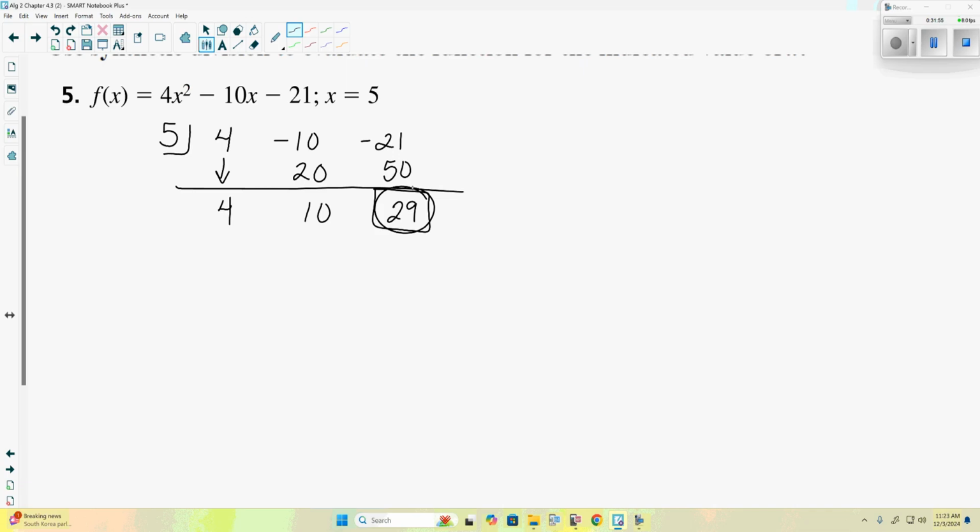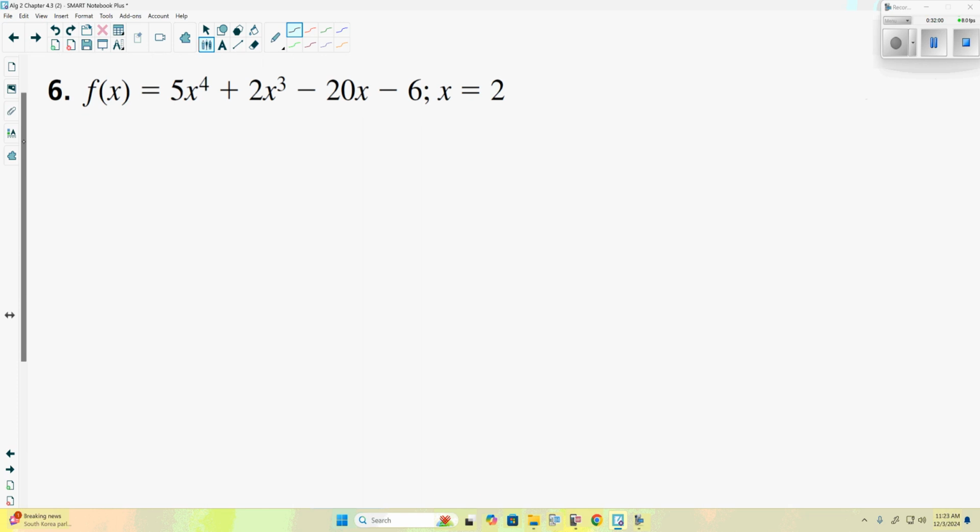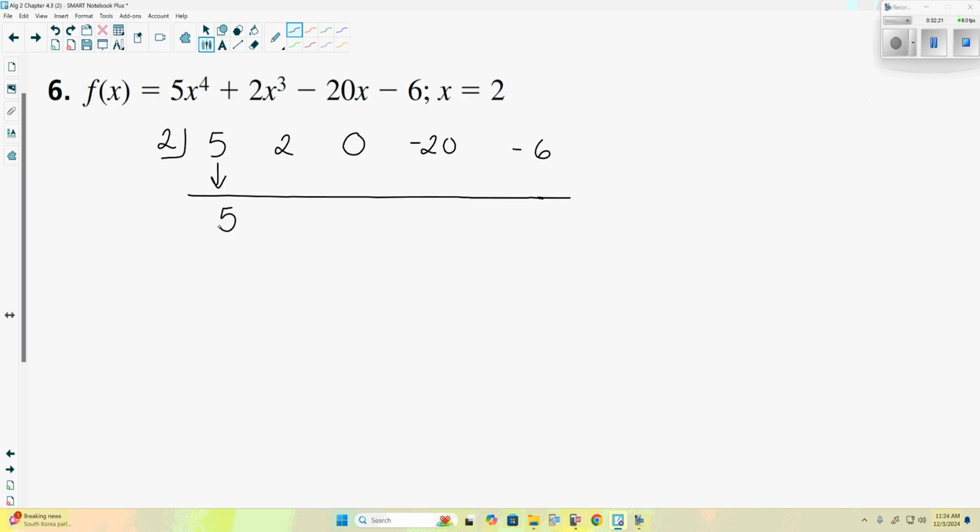Questions on this here? We can do one last one. Number inside the cubby is going to be 2. Numbers across the top is going to be 5 for our x to the 4th, 2 for our x cubed, 0 for our x squared, negative 20 for x, and negative 6. We bring down the 5.